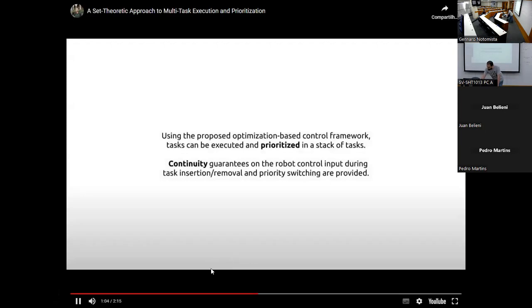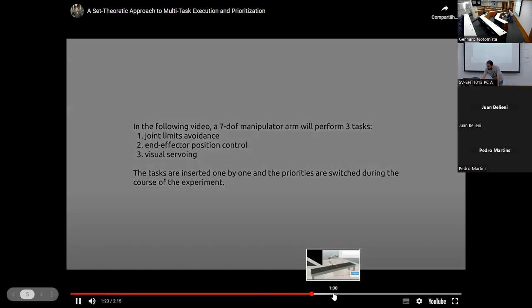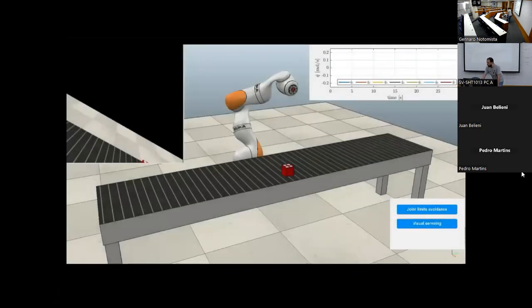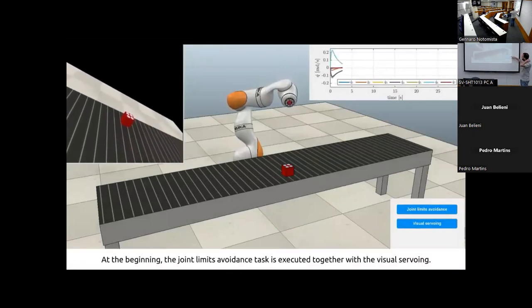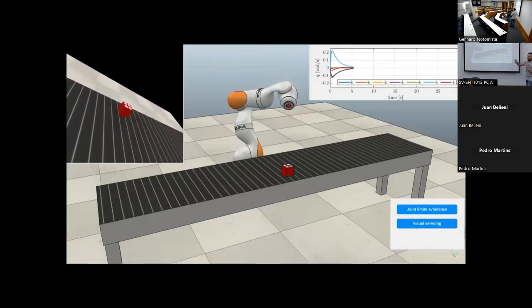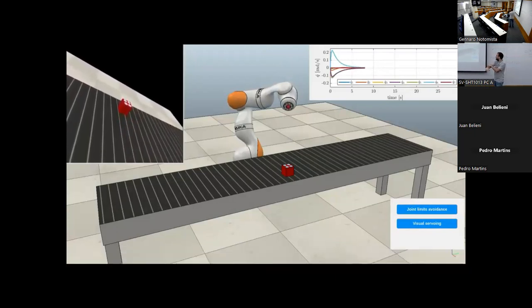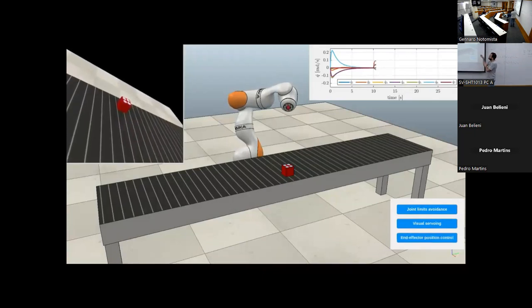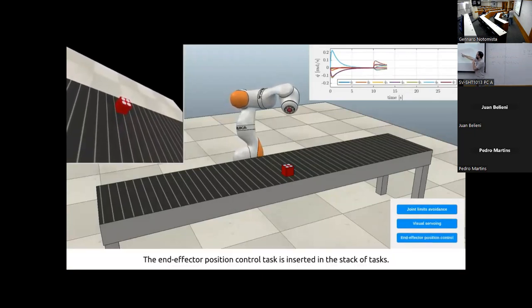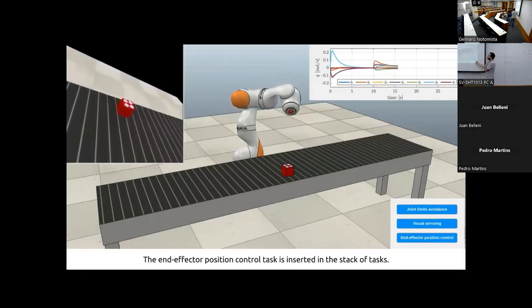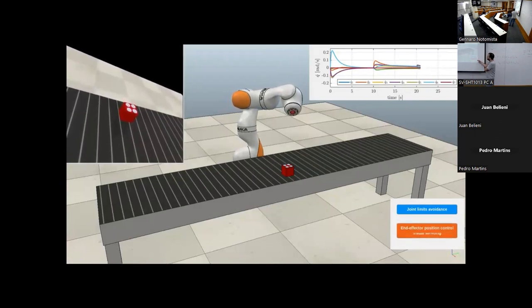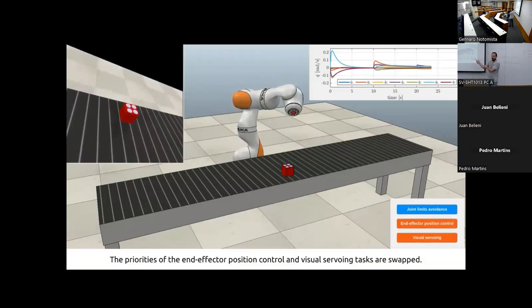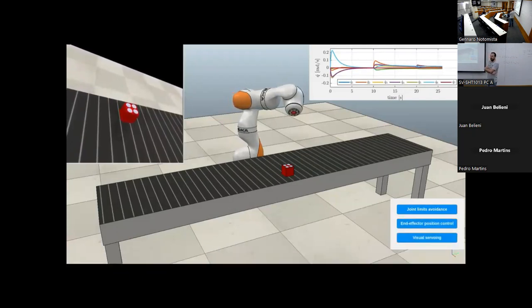And the formulation that we will see tomorrow allows us, in a way, to define a priority of tasks. So in this case, this is joint limit avoidance. We want to keep each of the joints within the limits, physically. And then visual support, which means centering this dice in the camera. And then the end effector position. In this priority, and at some point, we can also change the priority between different tasks to get different behaviors.